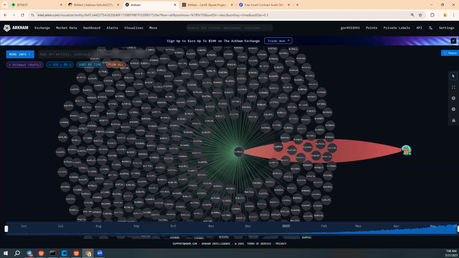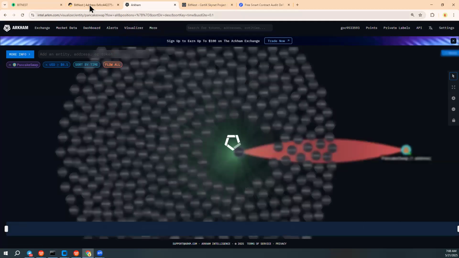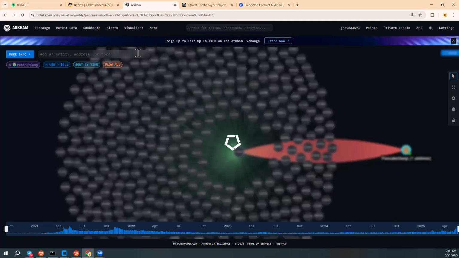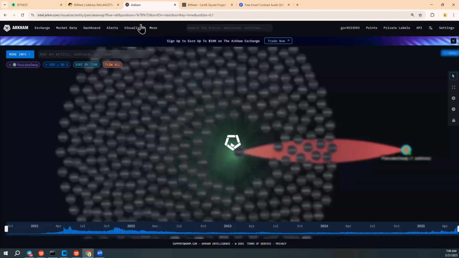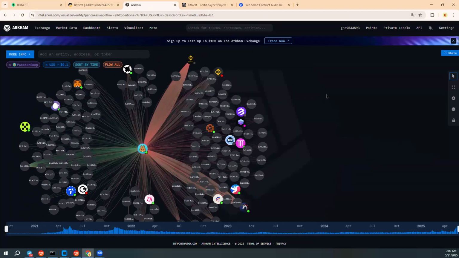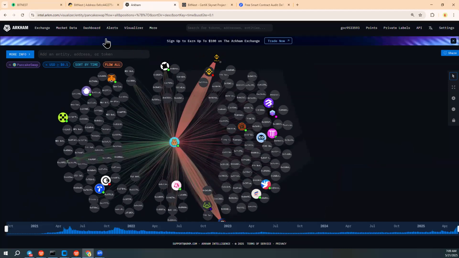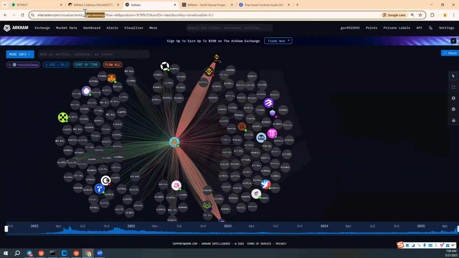And you come to here also. I can also show you how it is locked. When you come to see here, this is PancakeSwap. Let's look at the BitNest. Is it locked?